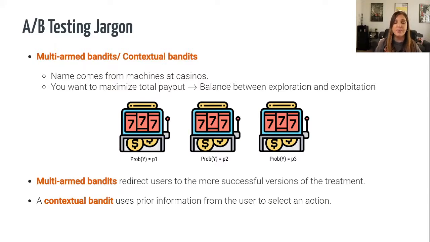Contextual bandits actually work a little bit similar in that sense, but also use prior information from the user to actually select an action. So they try to predict which treatment would be more appropriate for them based on certain characteristics. So they can see, for instance, whether they've been on the website before, or where they're coming from, or other characteristics that they might have saved and things like that. And they can use that to select an action that would lead to more conversions.